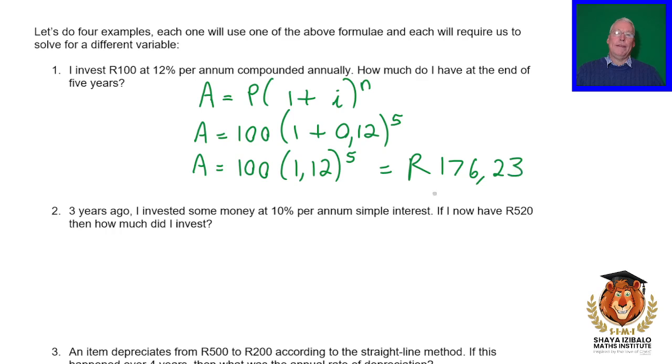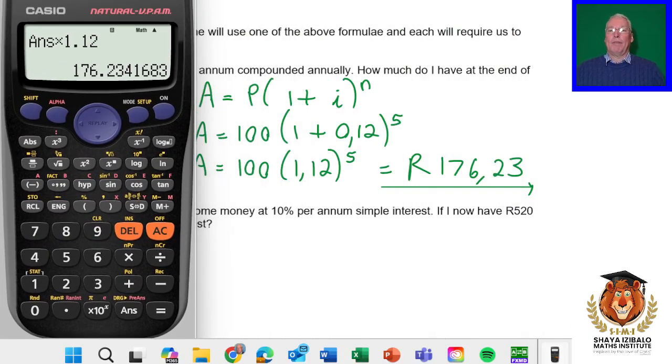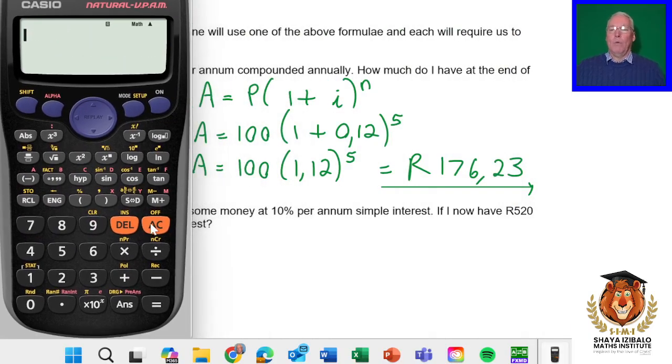We hope you understand where this formula comes from. It's just repeated application of a multiplier. We just keep growing our amount by 12%. Obviously, we wouldn't expect you to do it like that. We'd expect you just to type it straight into your calculator as 100 times 1.12 to the power of 5. And there's the answer that we got.